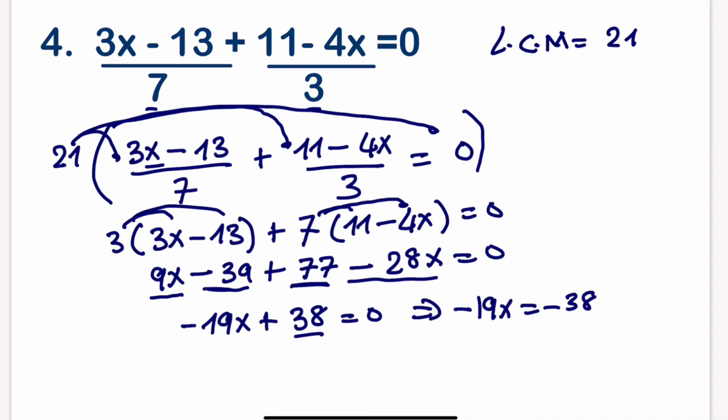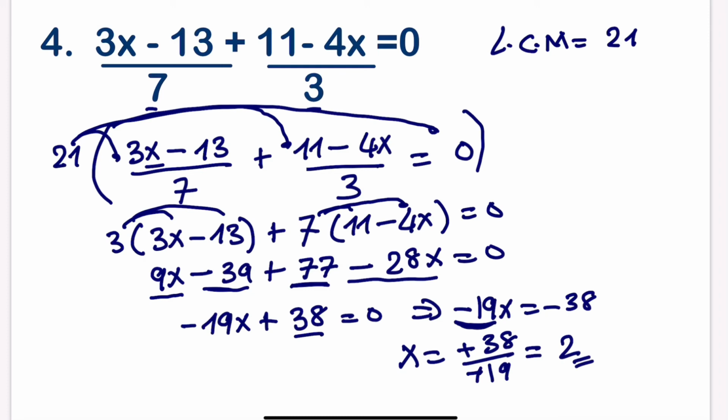If we want to isolate x, we need to divide by the coefficient of x, which is minus 19. So x will be equal to minus 38 divided by minus 19. And minus divided by minus is a plus. 38 divided by 19 will give us 2.